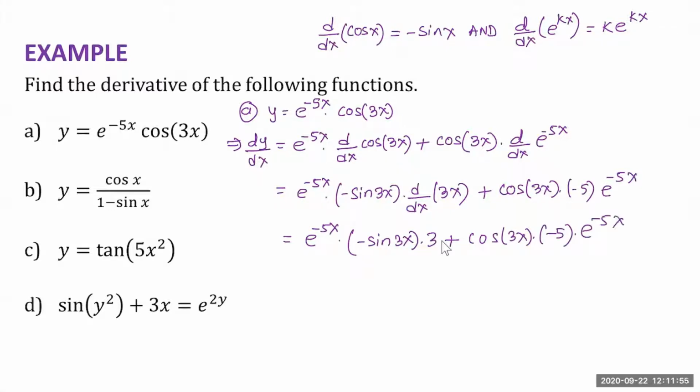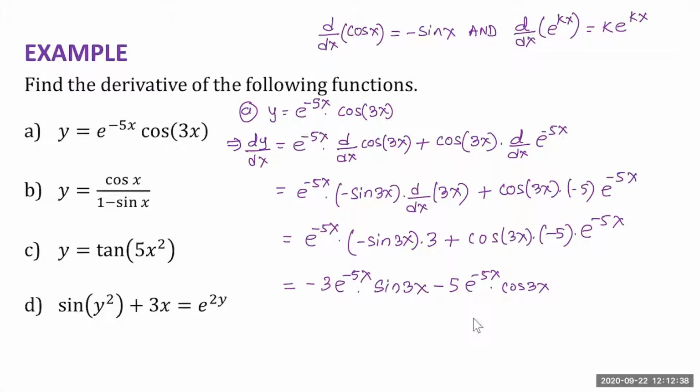Now I'm going to simplify everything. Let's see what we get. If you multiply e to the negative 5x and negative sine 3x times 3, the product will be negative because there is a minus there. Negative 3 e to the negative 5x multiplied by sine 3x. Similarly, if you look at the second product, this is negative, so when you multiply all these, the product will be negative times positive, that is negative 5. Then we have e to the negative 5x, and also cosine 3x.